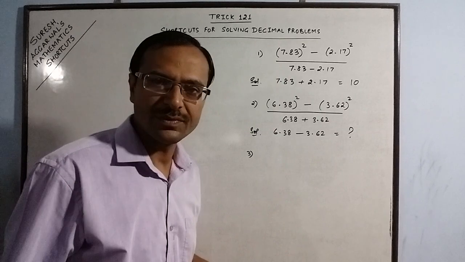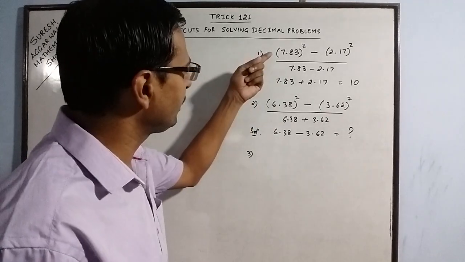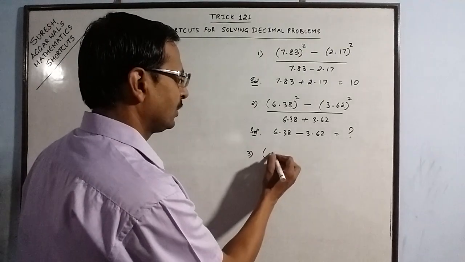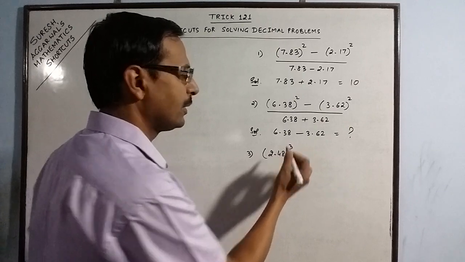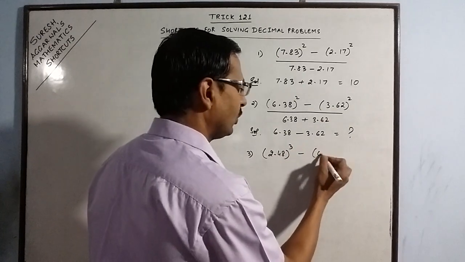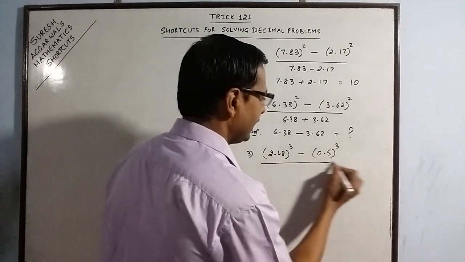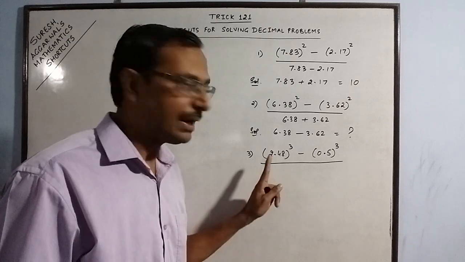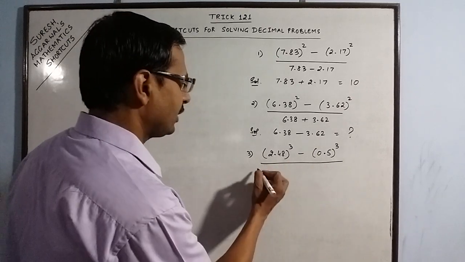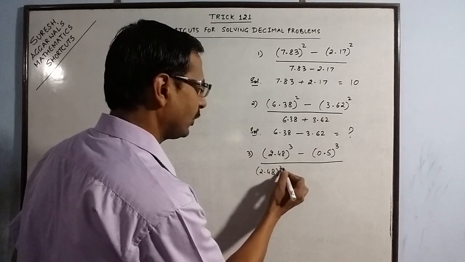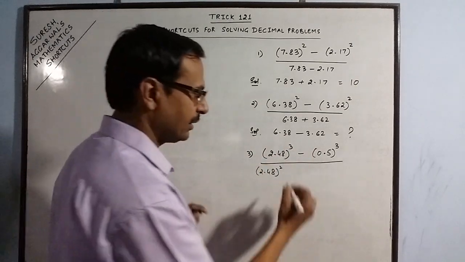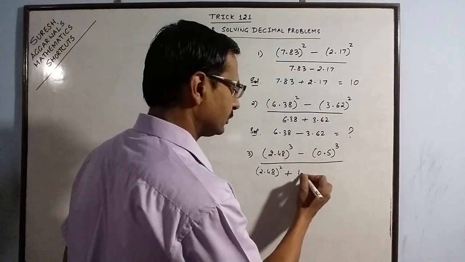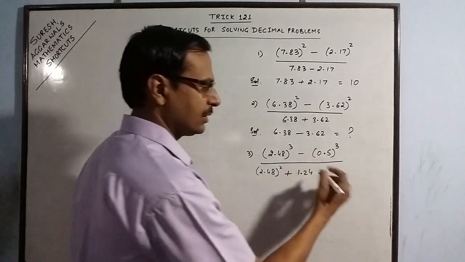Similarly, you can have some questions which are based on a different identity. Now this was the identity a square minus b square. Now you can have a cube minus b cube also. Say we have 2.48 whole cube minus 0.5 whole cube, and in the denominator now you will have a term which automatically gets cancelled when you apply this identity. So in the denominator you have the square of 2.48, then the product of 2.48 with 0.5, that is 1.24, and the square of 0.5.